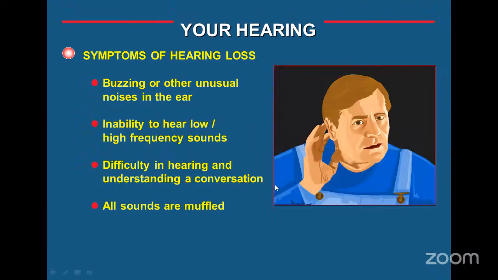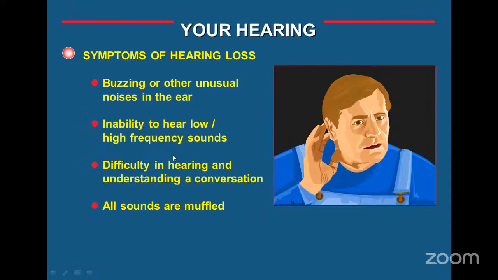Okay, this also we talked about, symptoms of hearing loss. You have buzzing or other unusual noise inside the ear, as I mentioned, because the hair cell will move, since it is not stable, not strong. It will move like this without any sound, so it will produce a signal inside our ear canal and send it to the brain. Then there is the inability to hear low and high frequency sound.